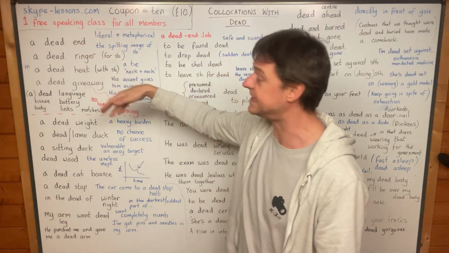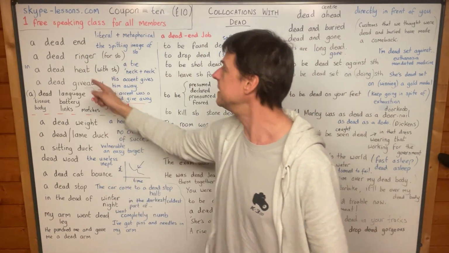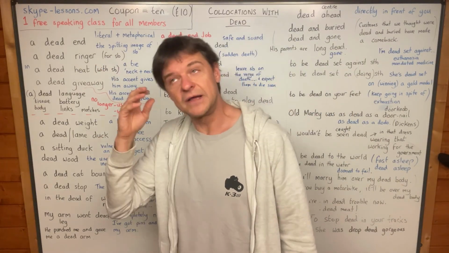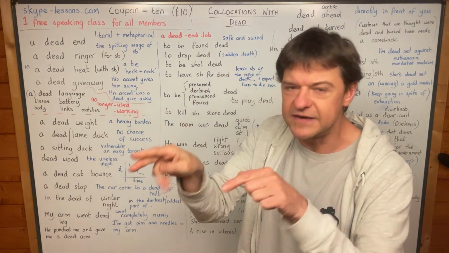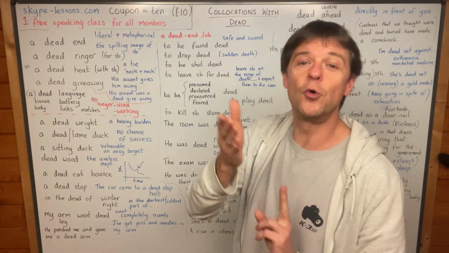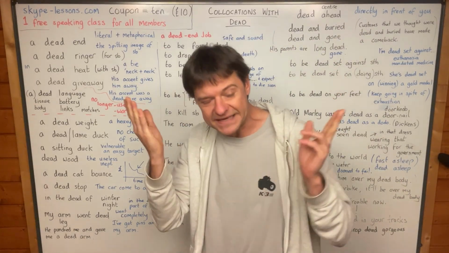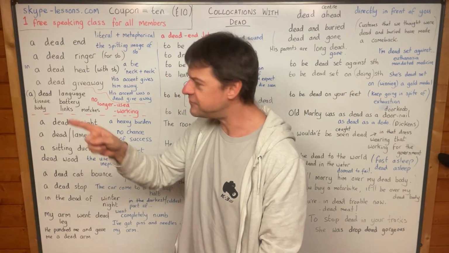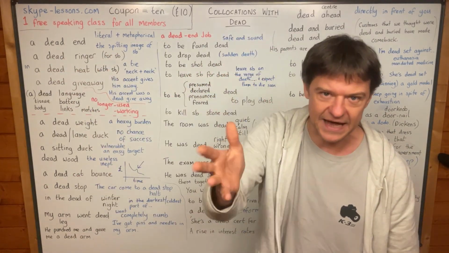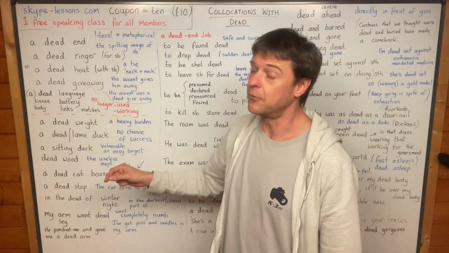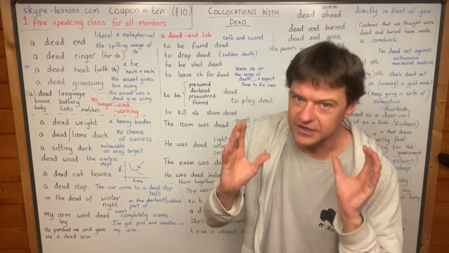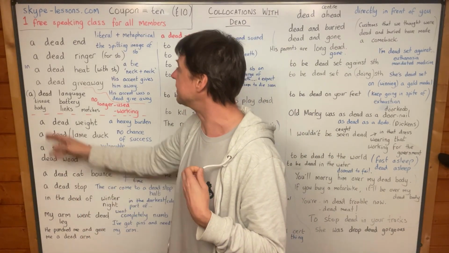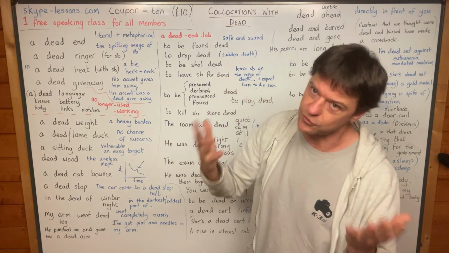Okay, so you can have a dead end for a road, but also a dead end job. You can have a dead ringer for somebody. Now, if you say, Dave, you are a dead ringer for Gordon Ramsay, that famous chef. Somebody has said that to me online, on YouTube, somewhere like that. They said, Dave, you're a dead ringer for that chef Gordon Ramsay. Now, what they mean is I look very similar to Gordon Ramsay. I don't think I do. But some people say that I do. They say I am a dead ringer for Gordon Ramsay.